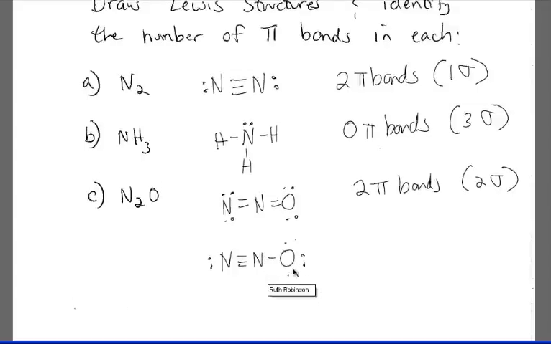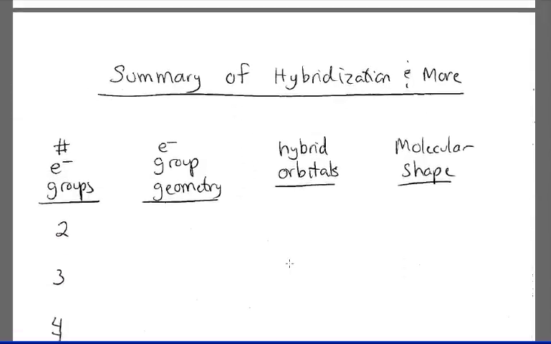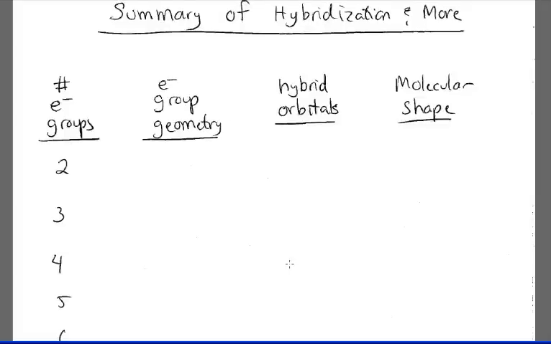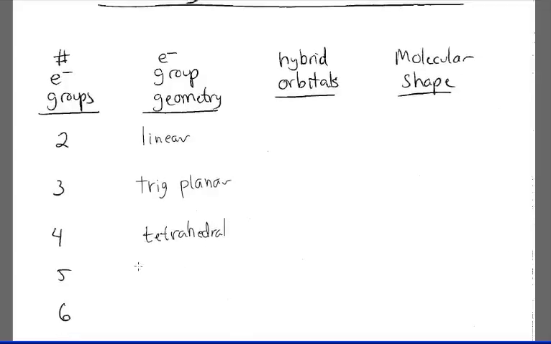All right, let's summarize some of the recent things we've been saying and assign them to a particular theory. So we're summarizing hybridization and more. Let's first go with, from each number of electron groups, what the geometry is, and I would recommend stopping the tape and filling it out all by yourself as much as you can. But I'll fill it out. Linear, trigonal planar, tetrahedral, trigonal bipyramid, and octahedral.